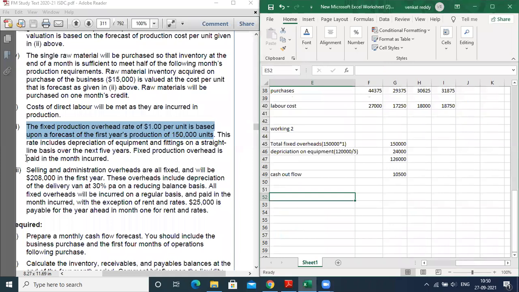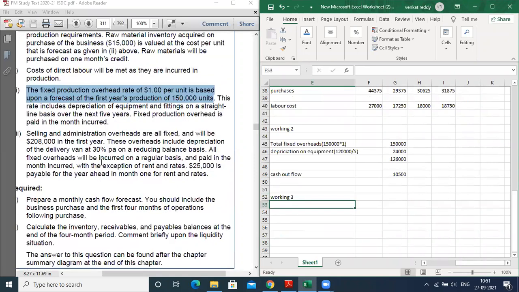Then the last adjustment is selling and administrative overheads. Now first we'll read this. Selling and administrative overheads are all fixed, and it will be 2,08,000 in the first year. These overheads include depreciation of delivery van at 30% per annum on a reducing balance basis. All fixed overheads will be incurred on a regular basis and paid in the month incurred, with the exception of rent and rates. So excluding rent and rates, all the other fixed overheads are paid in the same month.